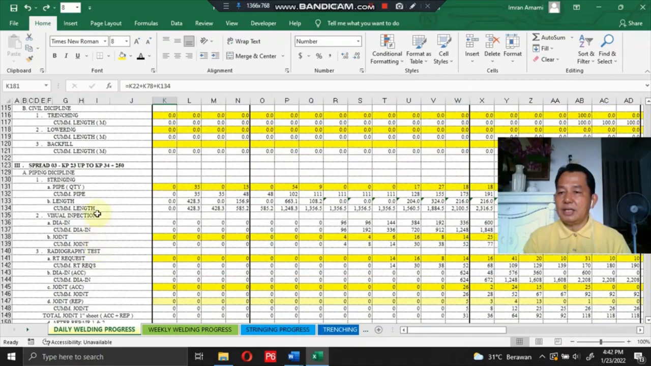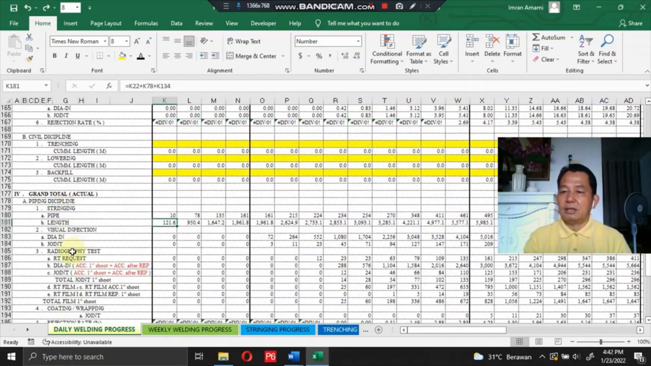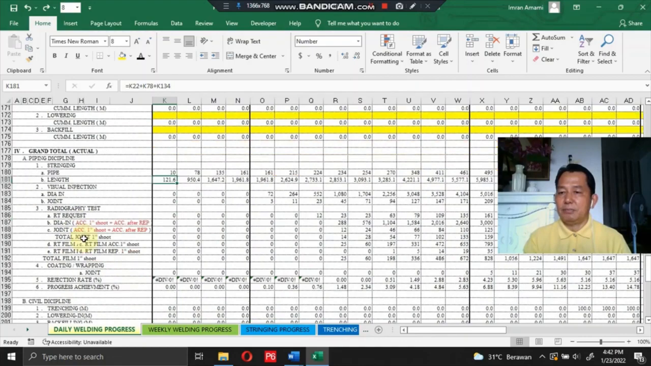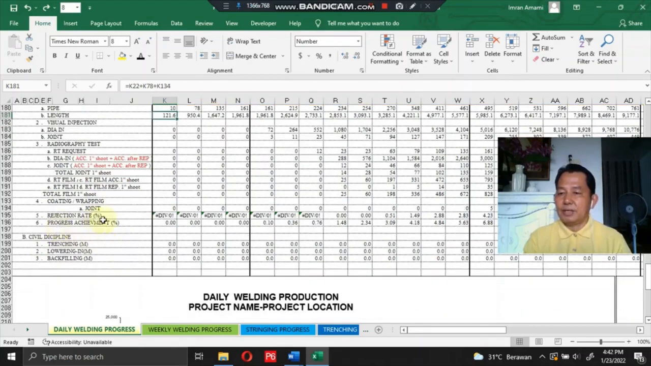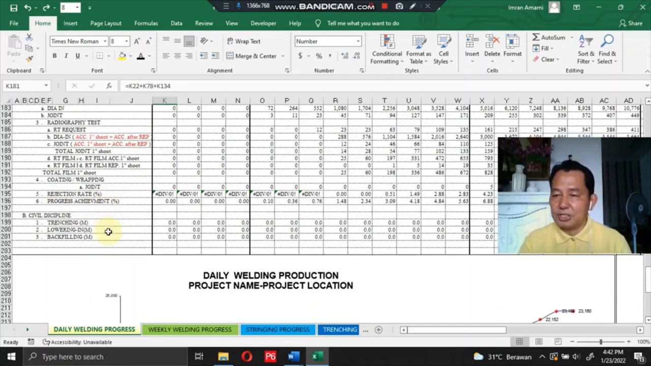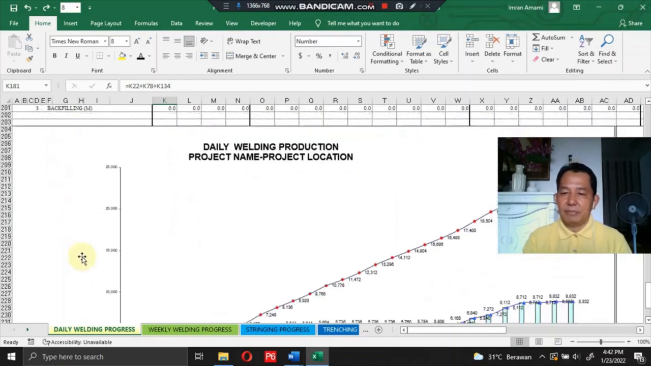In the section below, there is a grand total or actual for the piping discipline: stringing progress, visual inspection, radiographic test, coating and wrapping progress, rejection rate in percentage, and percent progress achievement. For the civil discipline, there is trenching progress in meters, lowering progress in meters, and backfilling progress in meters. In the section below, there is a curve for daily welding production.